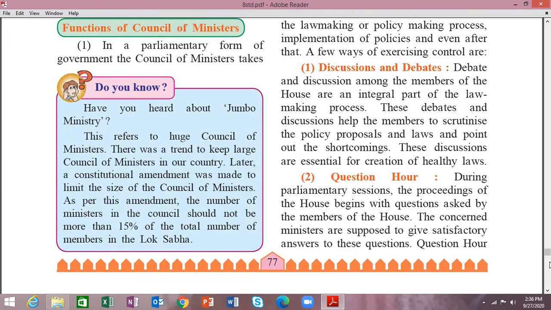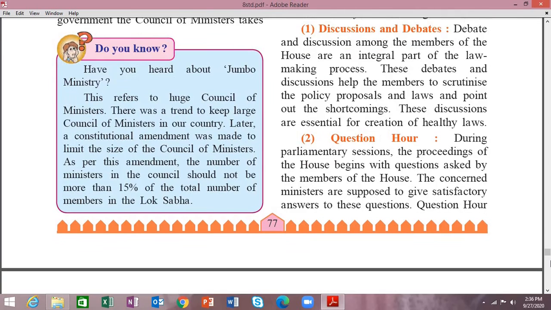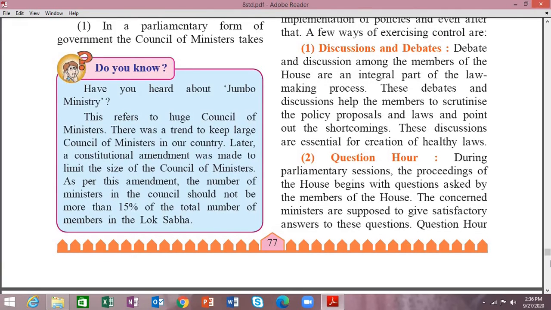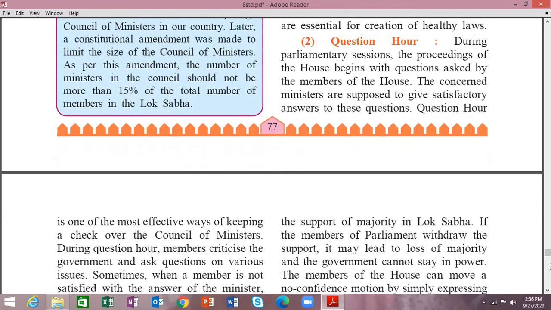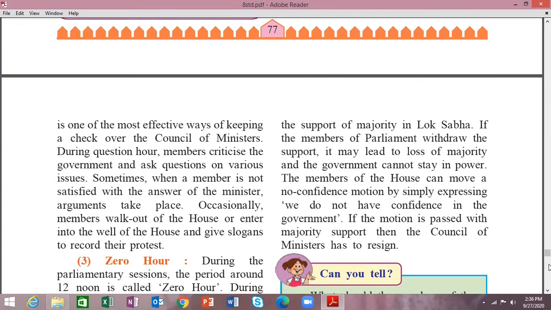The second forum is the question hour. The ministers are just not heard, they are just not being accepted. There are question hours. If the opposition is not satisfied, they will pose questions during the question hour, and the minister has to give a convincing answer to these questions.